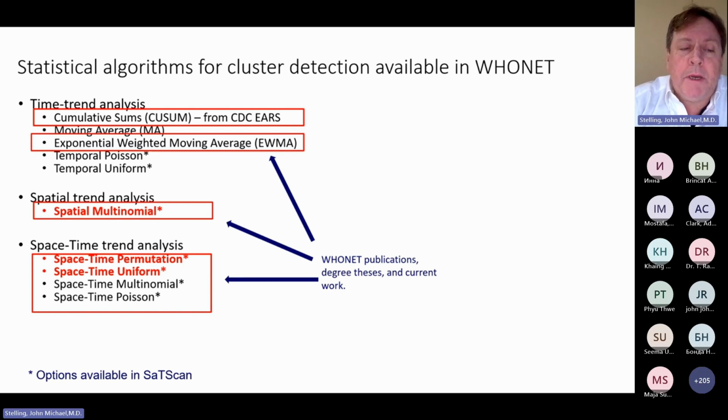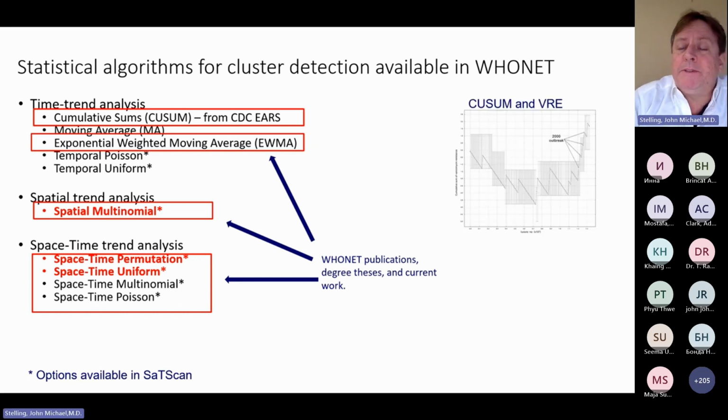Most of the time today, we will talk about space and time trend analysis. I have highlighted in red the three algorithms that we have used for most of our publications. In our early publications, we utilized space-time permutation. More recently, we have switched over to space-time uniform. And we have also done some nice work with spatial multinomial. Many years ago, we also did one publication with QSUM and VRE. QSUM is short for cumulative sums.